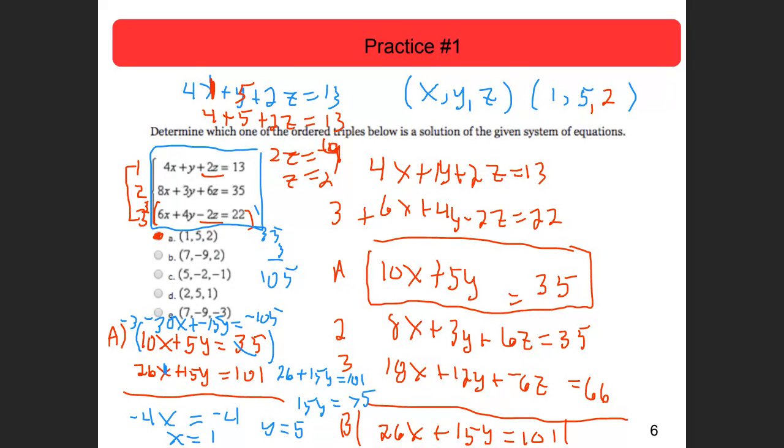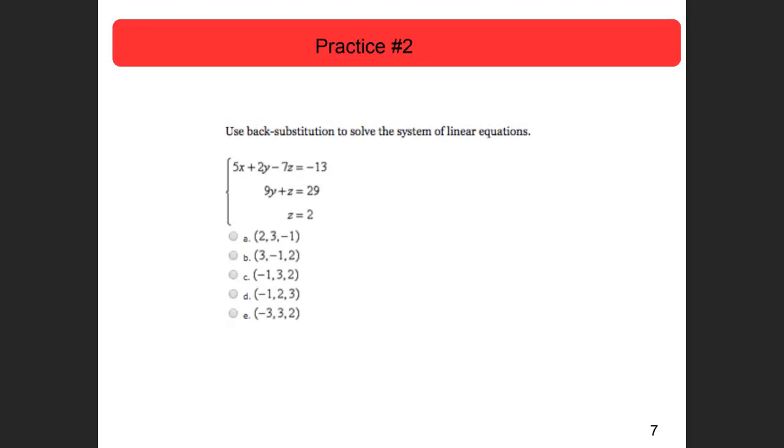Okay, now that's the first problem on the practice. The second problem is much easier. This problem is so much easier, and the reason is we already know what the z value is. They kind of gave us a head start here. They already told us z.